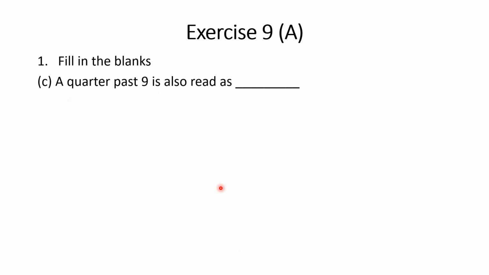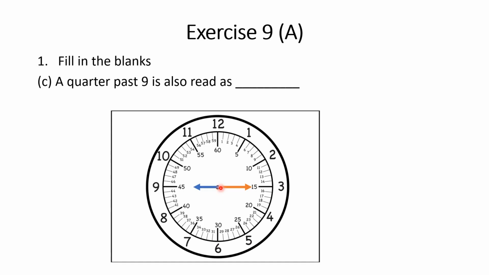A quarter past 9 is also read as. Now quarter past 9 is what? The hour hand will be at 9. And quarter past means what I said? It is going to be facing 3 for quarter past. So it is also known as 9:15. Why? Because the minutes is 15 and the hour is 9. So you can also say 9, that is the hour, and 15 is the minutes. So it is 15 minutes. So 9:15.